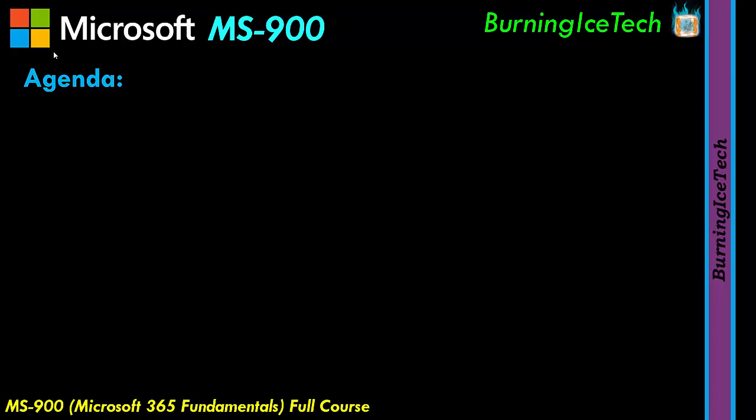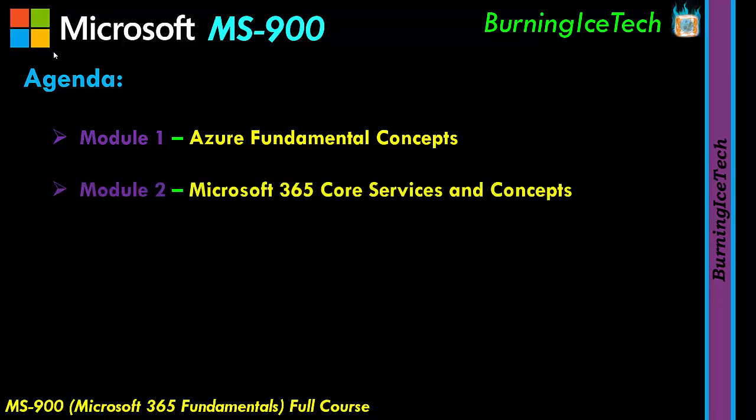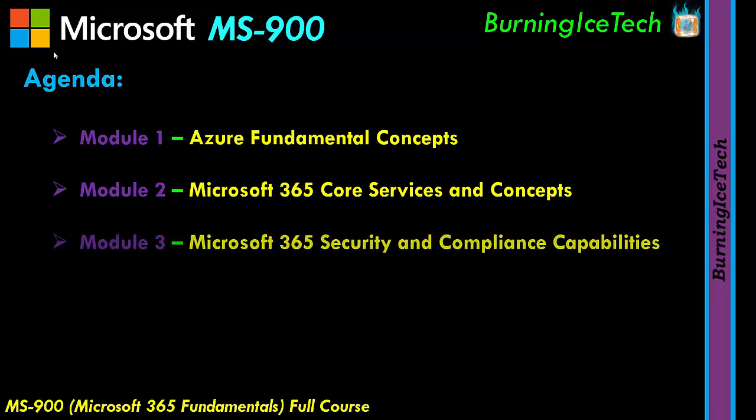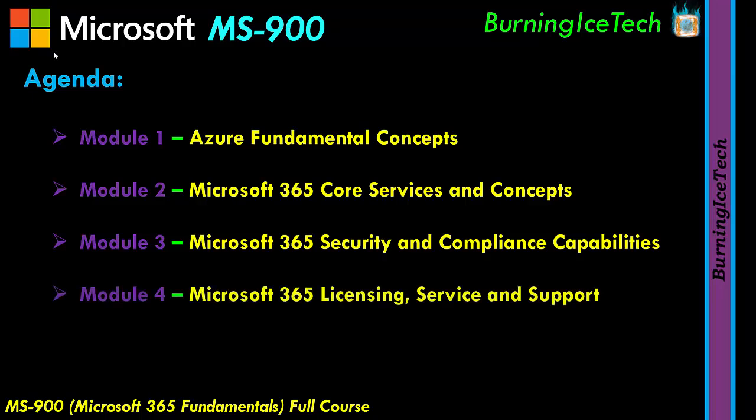All right, as for the agenda, the first module we're going to be covering, obviously module 1, is going to be Azure fundamental concepts. I expect module 1 to go relatively quick because that's only a short module. We'll move on to module 2, which is Microsoft 365 core services and concepts, after which we'll do module 3, Microsoft 365 security and compliance capabilities. And then lastly, module 4, Microsoft 365 licensing, service, and support.